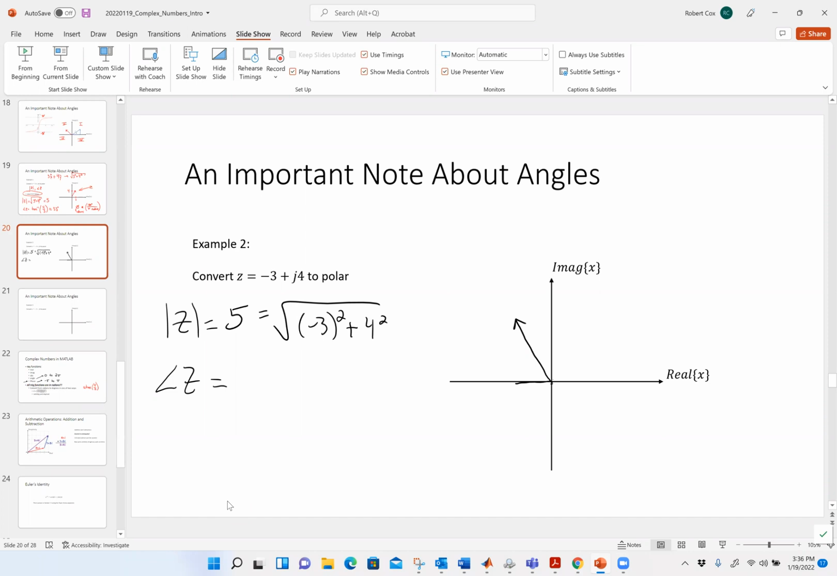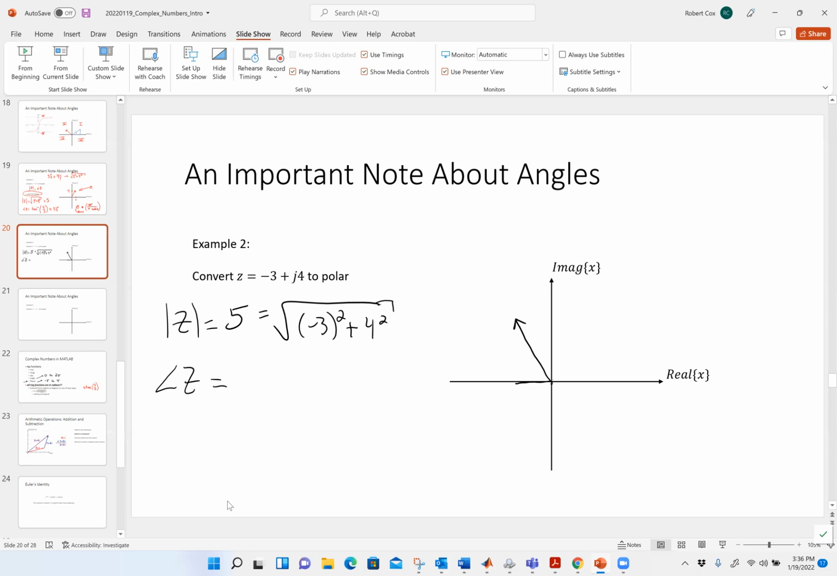So, for example, if z equals 3 minus 4j, the magnitude is the square root of 3 squared plus minus 4 squared. Yeah, the magnitude is going to be the same no matter what, right? It doesn't really matter if those real and imaginary parts are negative or positive, because you're talking about lengths.